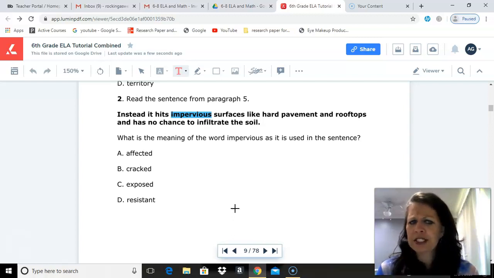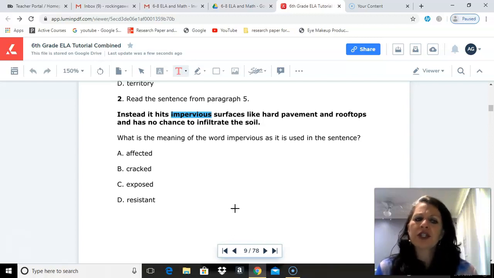So let's think about these answer choices. What is the meaning of the word impervious as it's used in the sentence? You have the word affected. Remember I told you that there's just one answer choice that doesn't really seem to fit, doesn't make sense. So that would be it. Instead, it hits the affected surfaces. Affected means something's happened to it. So we wouldn't want A.